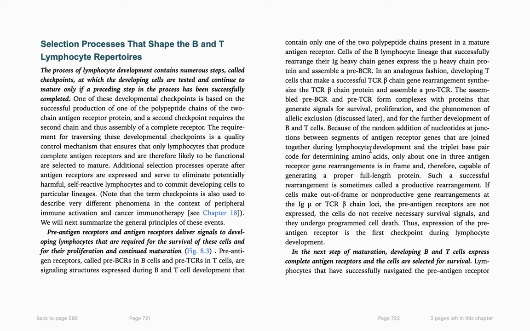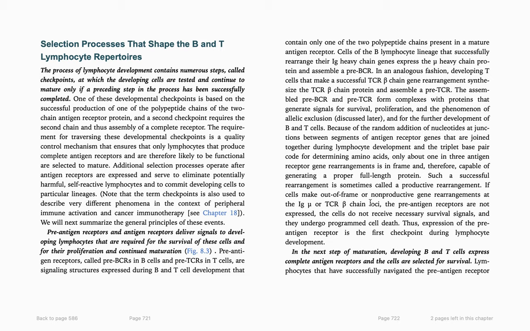Because of the random addition of nucleotides at the junctions between segments of antigen receptor genes that are joined together during lymphocyte development, and the triplet base pair code determining amino acids, only about 1 in 3 antigen receptor gene rearrangements is in frame and therefore capable of generating the proper full-length protein. Such a successful rearrangement is sometimes called a productive rearrangement.